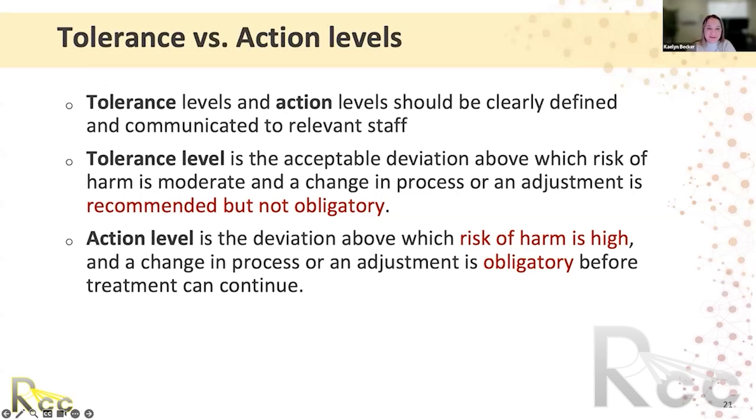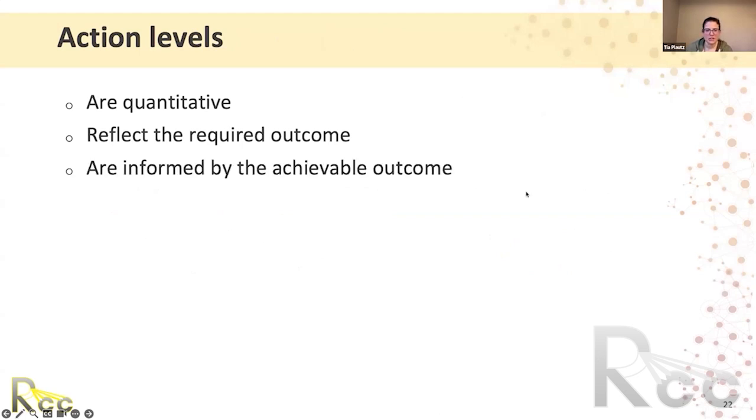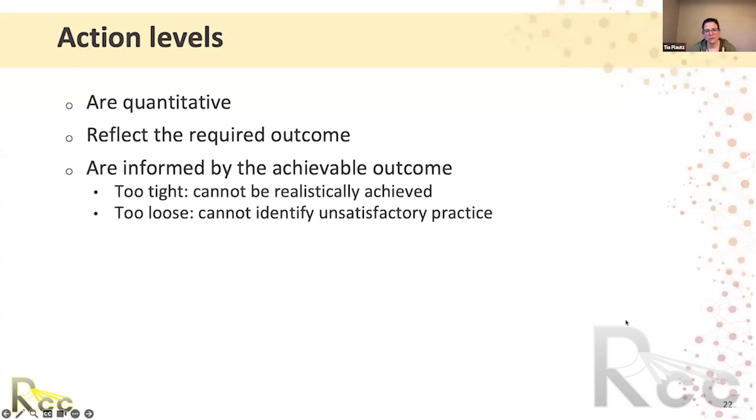Okay, thank you for the clarification. So when we define action levels, they should be quantitative and they should reflect the required outcome. Above this level, it is unsafe to treat. Below this level, it is safe to treat, but maybe we need to do something. They should also be informed by the achievable outcome. If you set your action level too tight, it can't be realistically achieved and you'd never treat. But if it's too loose, it won't be able to identify any unsatisfactory practice.